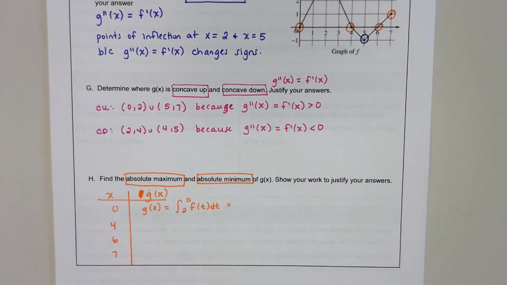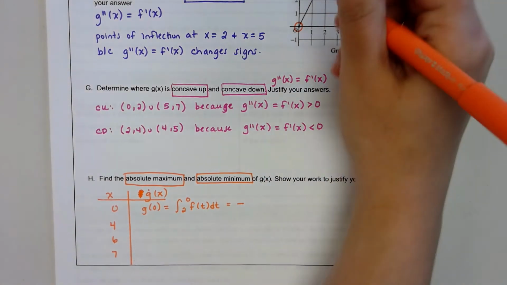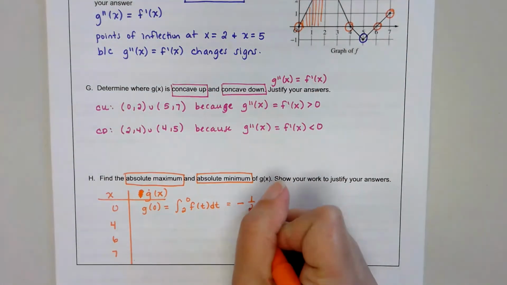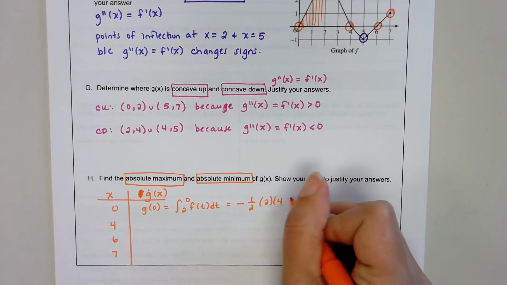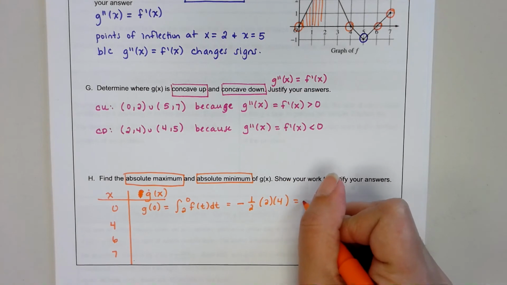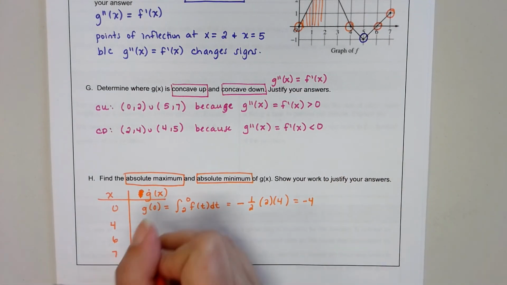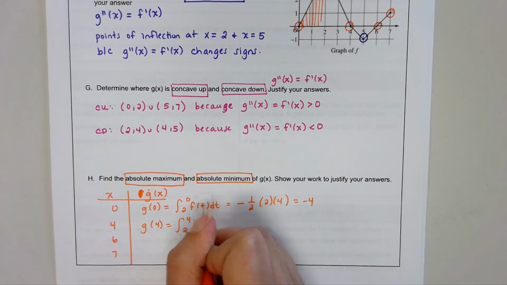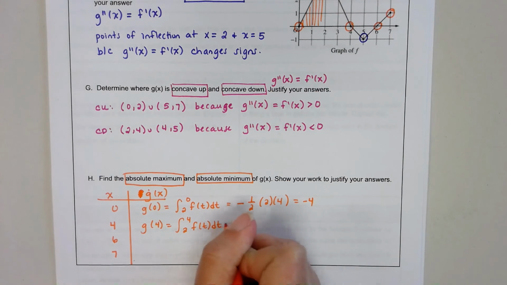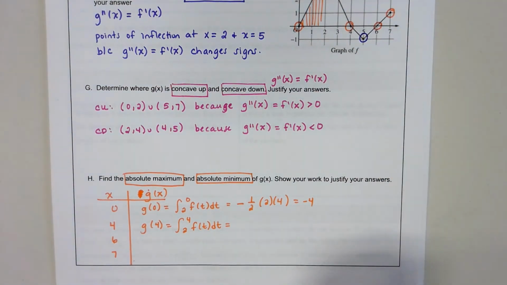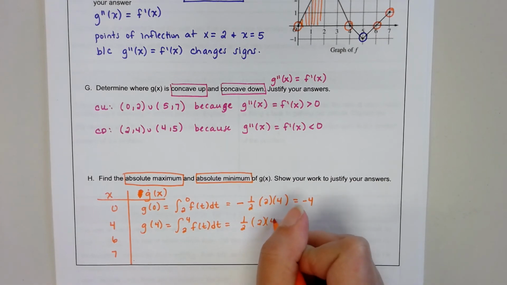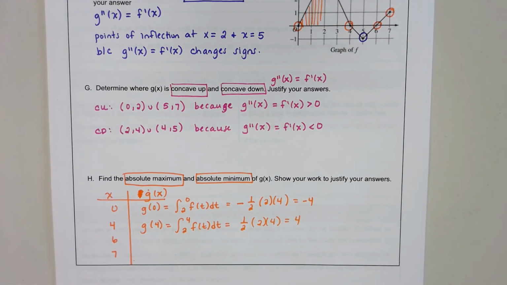Now, the integral from 2 to 0 means I'm going to the left, which means it's going to be negative, and it would just be the area of this triangle right here, which would be 1/2 times 2 times 4. So that would give me -4. To find g of 4, I would need to integrate from 2 to 4 of f of t dt, which means it's the area of the triangle on the other side, but I'm going in the right direction. So it would be 1/2 times 2 times 4, which is +4.